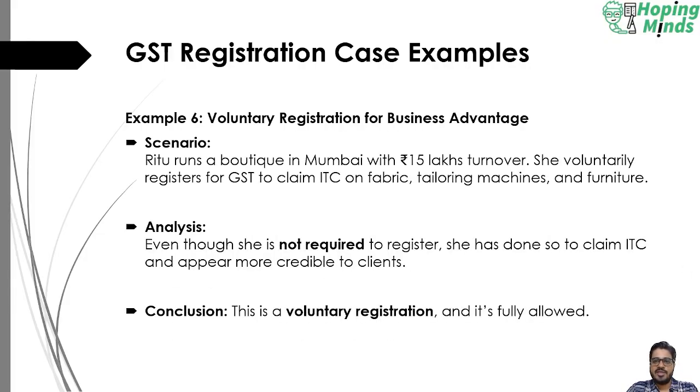Voluntary registration for business advantage. Ritu runs a boutique in Mumbai with rupees 15 lakh turnover. She voluntarily registered for GST to claim input tax credit on fabric, tailoring machine and furniture. Even though she is not required to register, she has done so to claim ITC and appear more credible to the clients. Hence, voluntary registration is fully allowed and it will benefit her business in the long run.